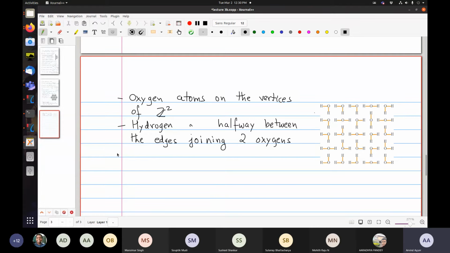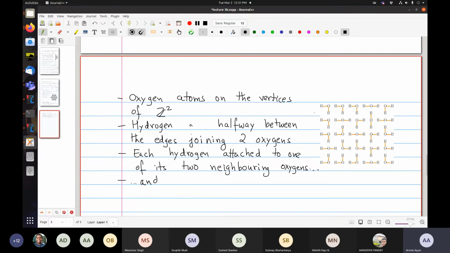Okay, each hydrogen is attached to one of its 2 neighboring oxygens, as in the figure. So this hydrogen is joined to this, this hydrogen is joined to this rather than this, and weakly linked to the other.